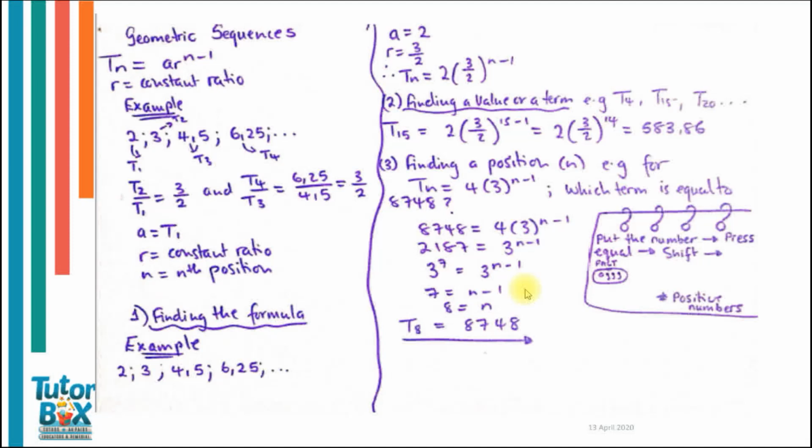So now that they have the same base, you can just equate the exponents. Your answer will be 7 is equal to n minus 1. If you take this minus 1 to the other side, it becomes a plus 1. So n is equal to 8. That means the 8th term is equal to 8,748.